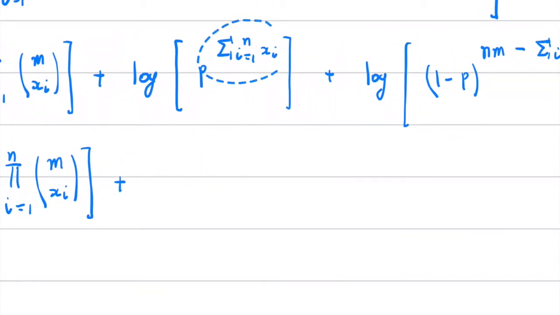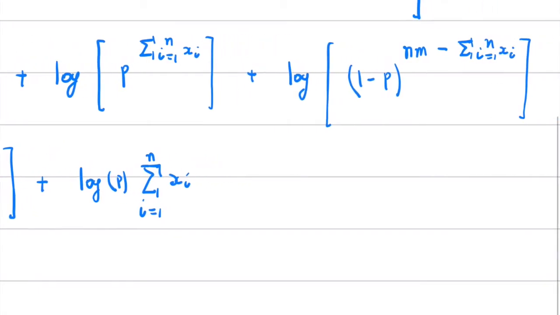Remember, when we have a power in the logarithm, we can take that power down the front. So that would be bringing that power down the front, the sum from i equals 1 to n of xi, and then we'd be left with log p. I'm actually just going to put log p out the front, just so it looks a bit nicer, and I'll put this in brackets here.